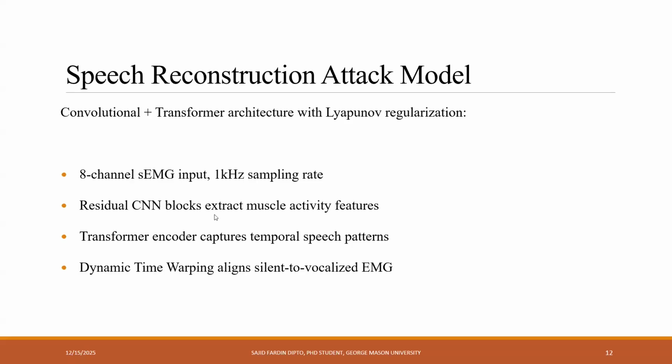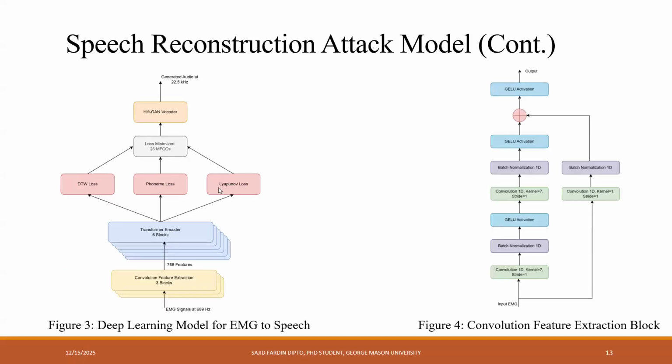These residual CNN blocks extract those muscle features, and these convolution layers learn to identify the patterns in EMG data. Next we have the transformer encoder, which captures the temporal speech patterns. Finally, after the transformer, we use dynamic time warping to align the silent EMG recordings and the vocalized speech, because the silent data and the vocalized data are recorded in different sessions, so they have a mismatch in the time series.